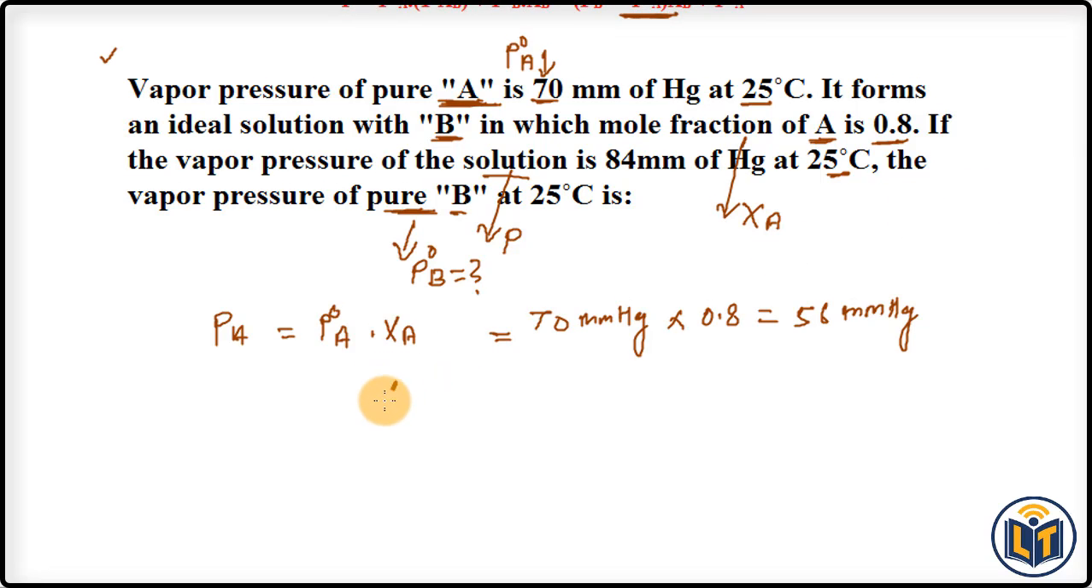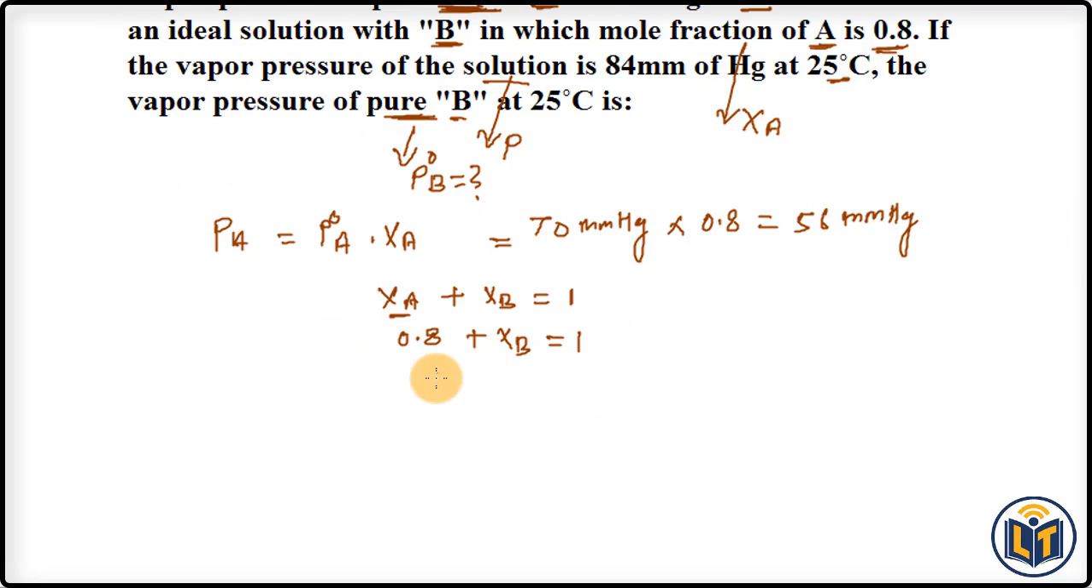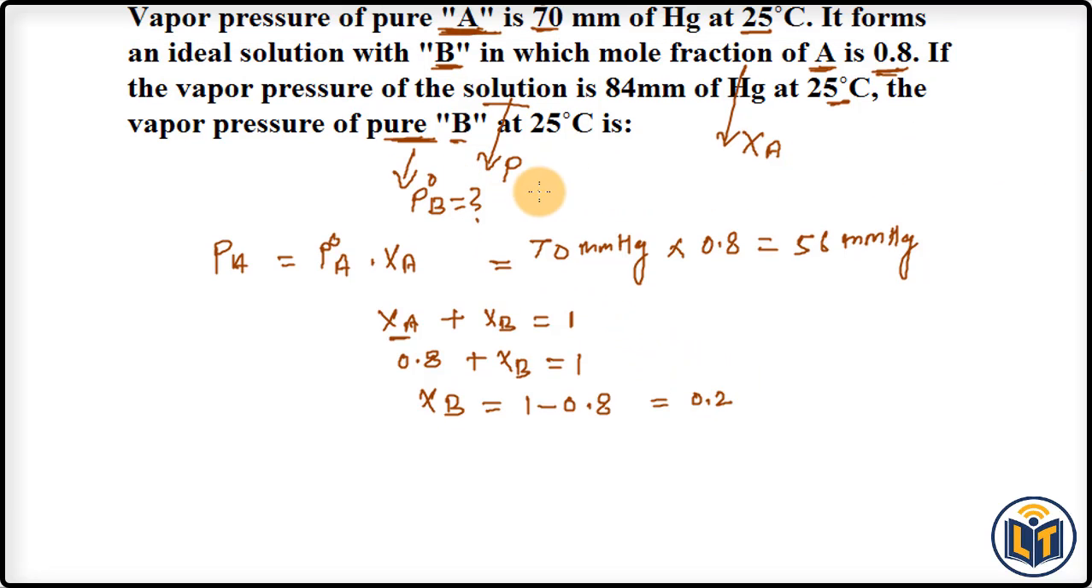Here we have XA plus XB is equal to 1, since the total mole fraction of both components in a solution is 1, and XA value is given, that is 0.8 plus XB is equal to 1. We can transfer this value to the right side. Here we have XB is equal to 1 minus 0.8. Here we get 0.2.